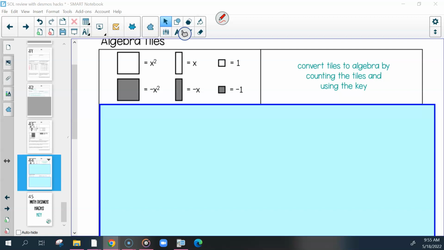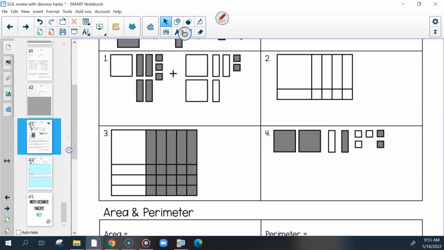Will it have a key? Yes, it'll have some key. You also need to remember that if you have positive and negative of the same thing, those are going to cancel each other out. So if you have a positive and a negative x, that becomes 0.